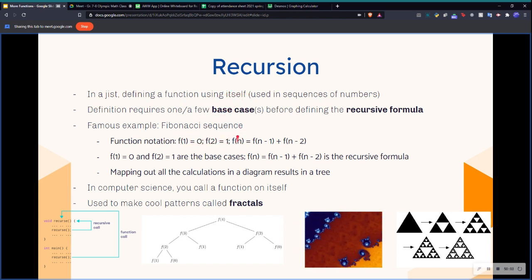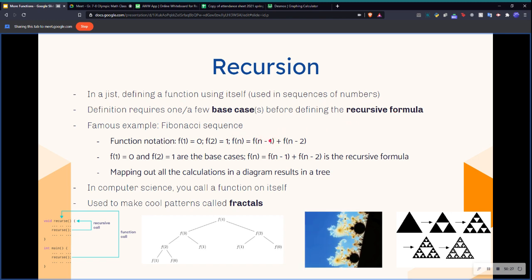So that's that. And then you have your recursive formula. So this is your recursive formula: f at n is equal to f at n minus 1 plus f at n minus 2. So what does that mean? You see that it's defined using itself because you have f at n right here, and you also have f functions on the right side. So that's why it's a recursive formula.